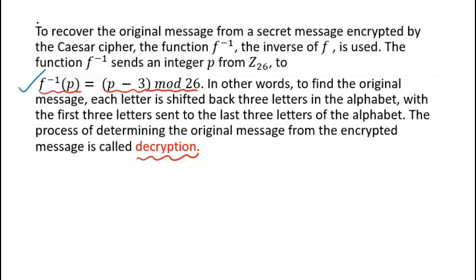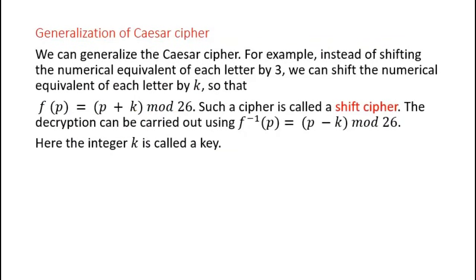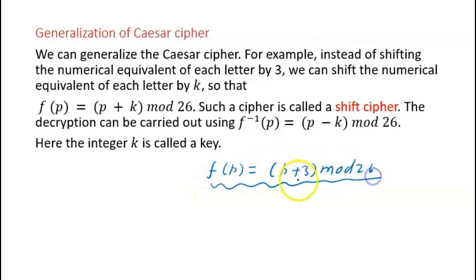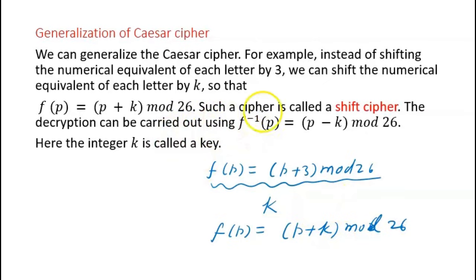Now the next thing that we want to talk about is the generalization of Caesar cipher. Some of you might be thinking, why are we taking the function f(p) = (p + 3) modulo 26? Originally, when Caesar was using this process, he used the term 3, but this 3 can be replaced by any term k. So we can use a function f(p) = (p + k) modulo 26. This cipher is known as shift cipher.